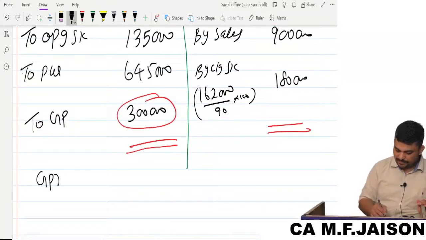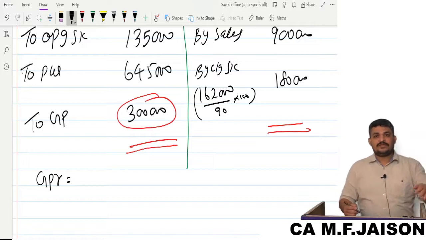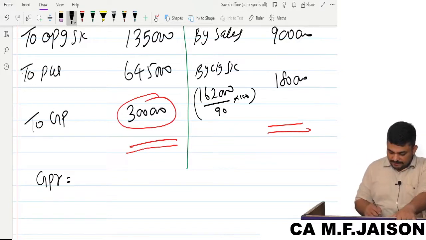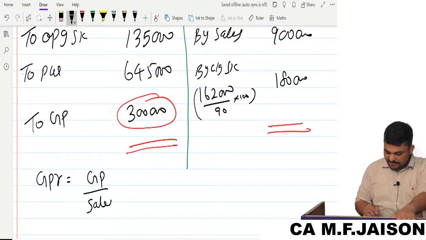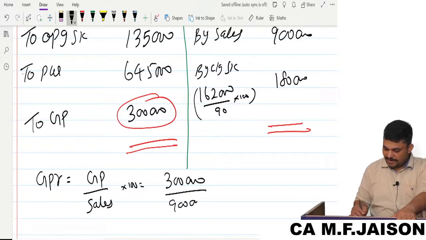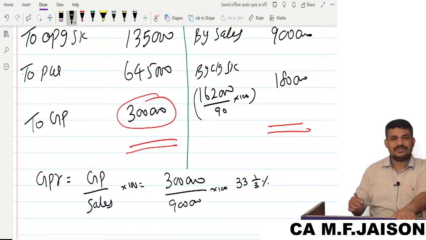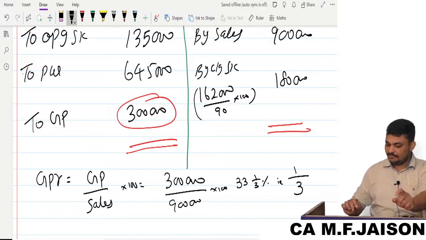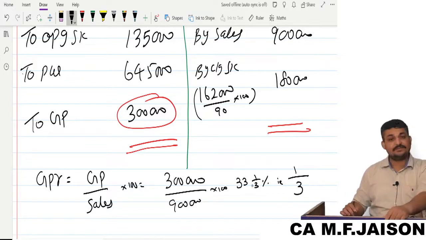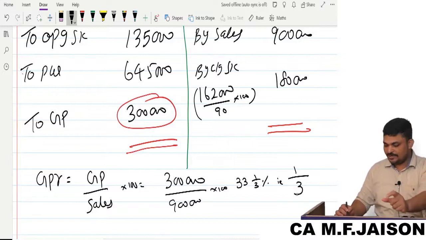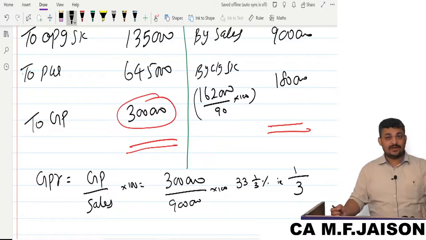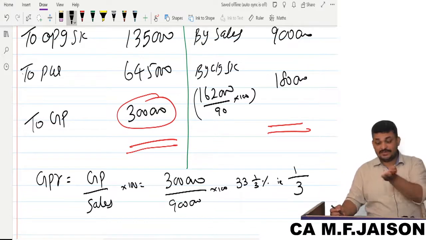We will have gross profit ratio. As far as gross profit ratio is concerned, it is gross profit by sales into 100. So it is 3 lakhs divided by 9 lakhs into 100, which is 33 1 by 3%, 33.33%. In a fraction, it is nothing but 1 by 3. That is 3 lakhs by 9 lakhs, that is 1 by 3. So when it is into 100, then only it has become 33.33%. We already experienced it. In one of the questions, they gave 33 1 by 3%. So we express that as 1 by 3, correct?